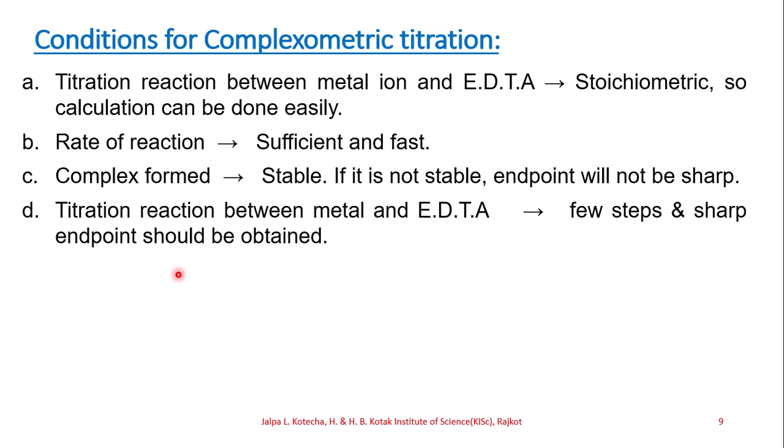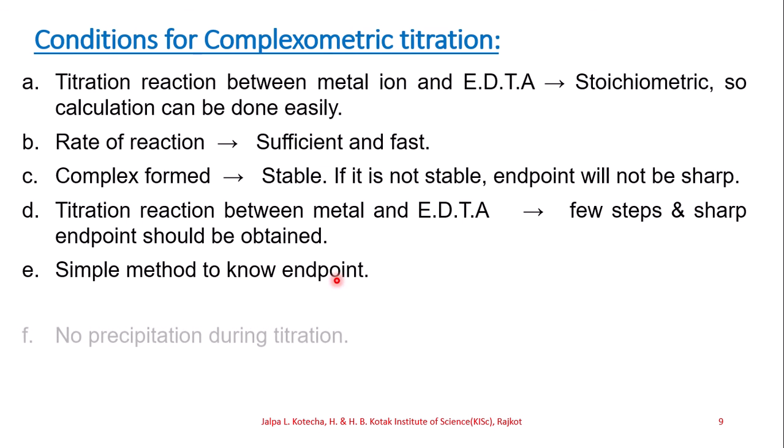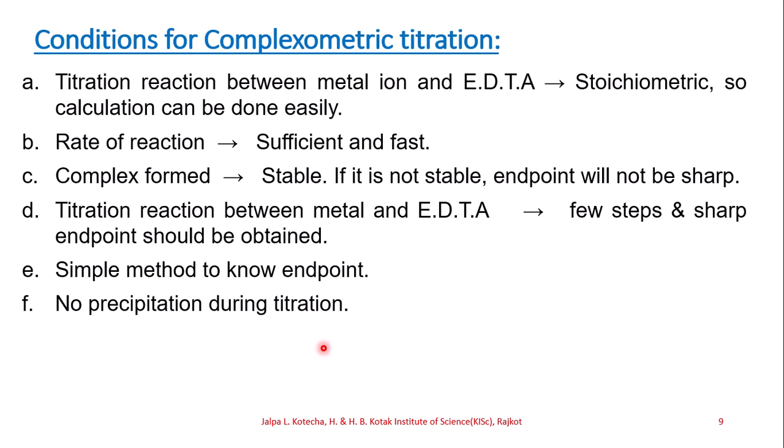Fourth point, the titration reaction between the metal ion and EDTA should be in few steps, and hence a sharp end point should be obtained. It should be easy to understand, a simple method should be available to know the end point. It should not be tedious, or have various types of color change that you cannot identify, right? So it should be a simple method with a few steps, and a sharp, observable end point should be there. There should not be any precipitation during the titration.